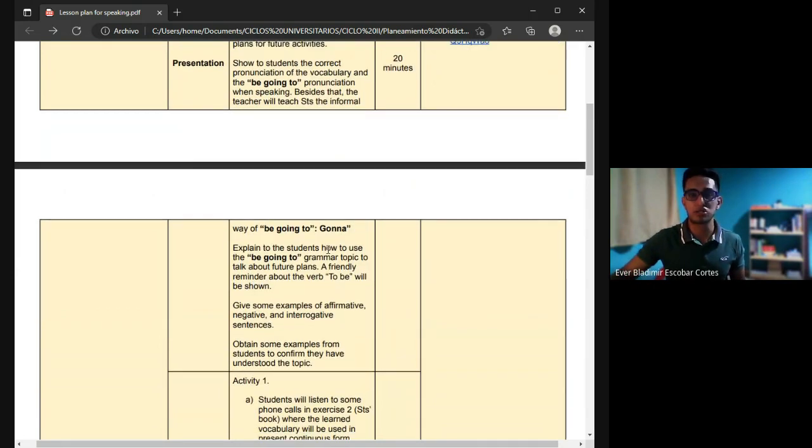At the same time, I am going to explain to students the be going to grammar topic, but first I need to present them how to use the verb be, right? To remember the verb be because some students forget, and then give some examples and some explanations about how to create affirmative, negative, and interrogative sentences, and obtain some examples from the students. And based on my expectations from this class, let me show you this. I got a presentation here about this.